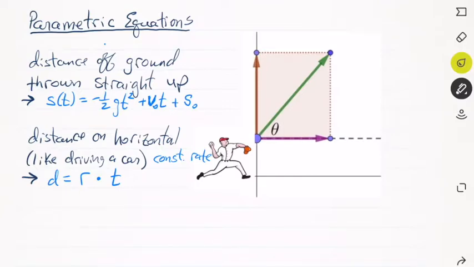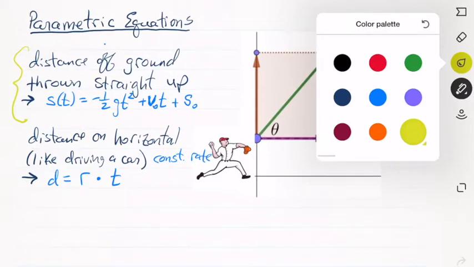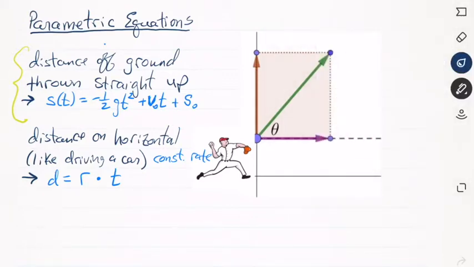One thing we understand is the distance off the ground if we throw a ball straight up in the air. This is something we learned in Math 171, the algebra part of pre-calculus. So we have this formula. The distance off the ground is this s of t function, and g represents the gravity due to acceleration.